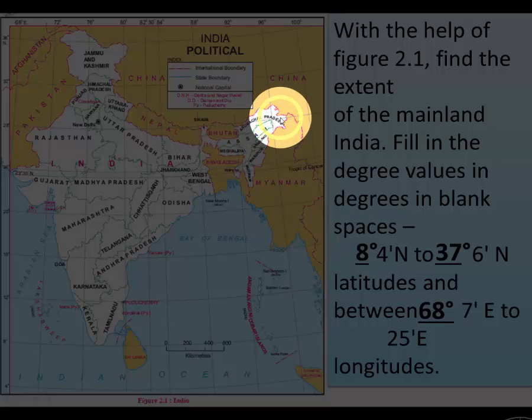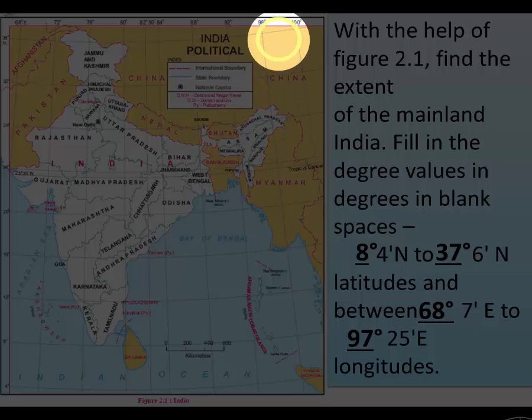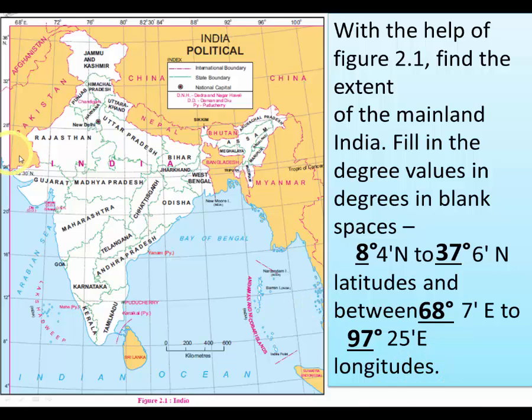Yes, it's here. The maximum extent of India in east is near 100. It means something like 98, 97, 96. Let's see the answer. It's 97. Okay, it lies between 96 to 100. So the answer is 97 degree and 25 minutes east longitude. This is India according to the latitude and longitude degrees.